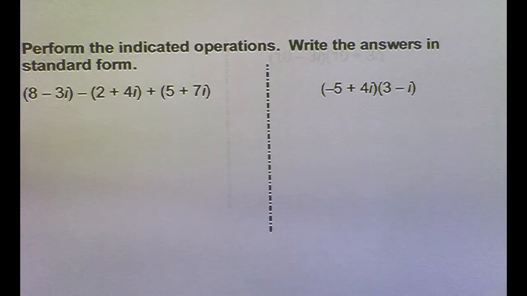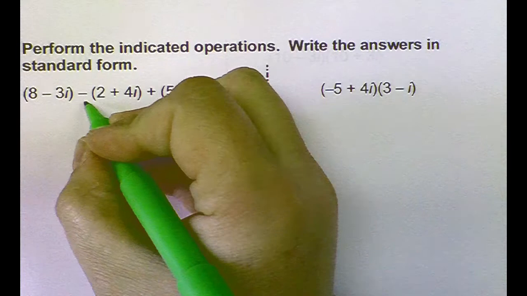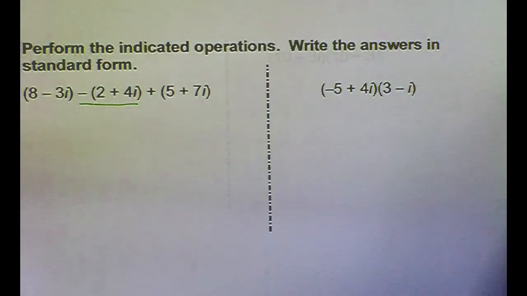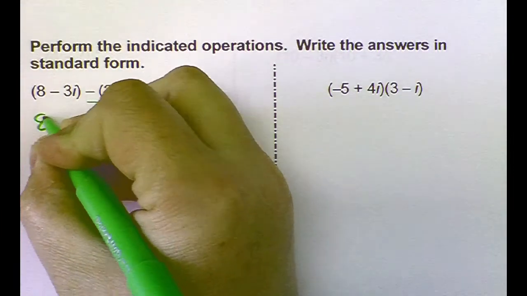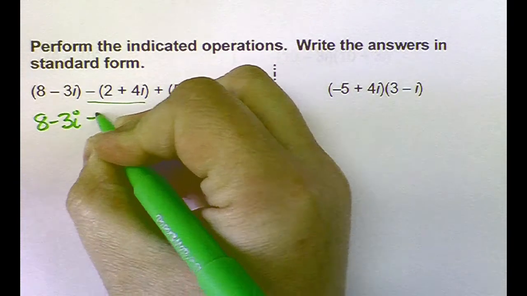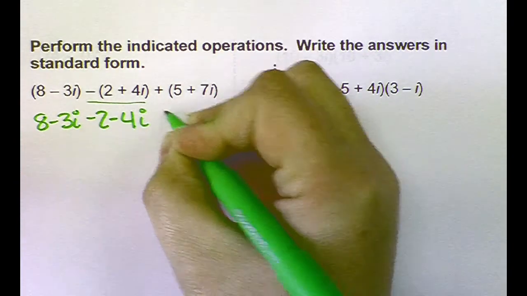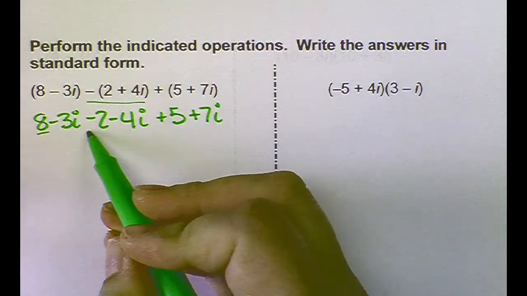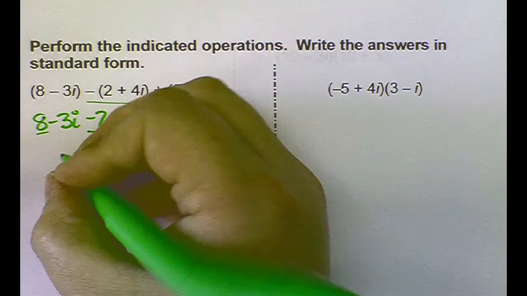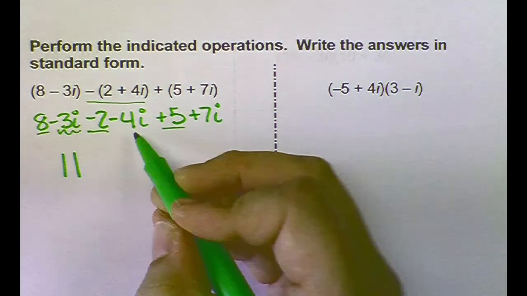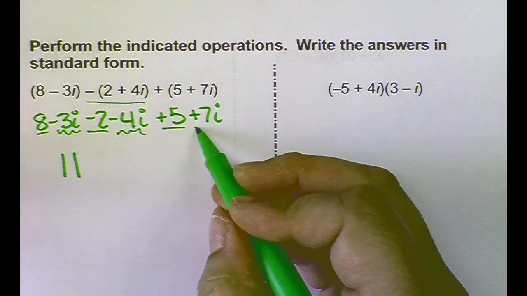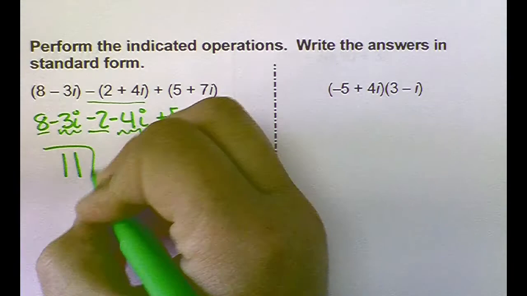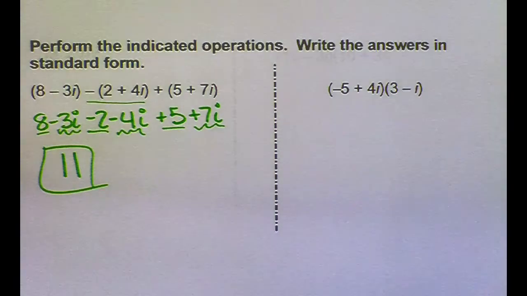All right, for operations with i's, if we are adding or subtracting them, we treat them just like a variable. So in this case, I need to distribute the subtraction into this term and then combine like terms. So I have 8 minus 3i minus 2 minus 4i plus 5 plus 7i. Add my constants: 8 minus 2 plus 5 is 11. Add my i's: negative 3i, negative 4i, plus 7i is 0i. My answer is just 11.